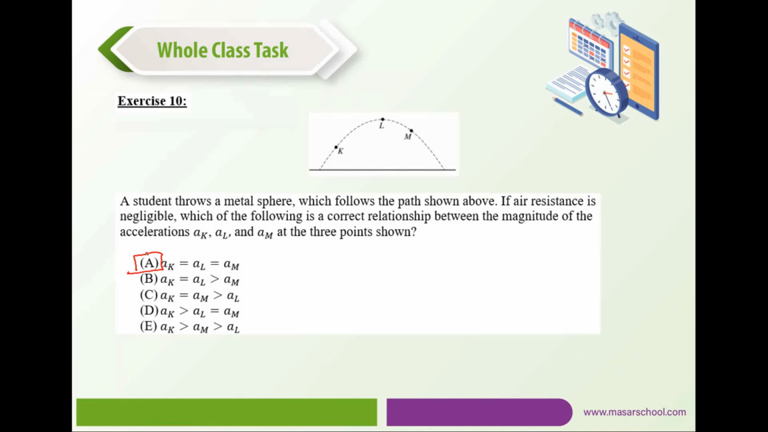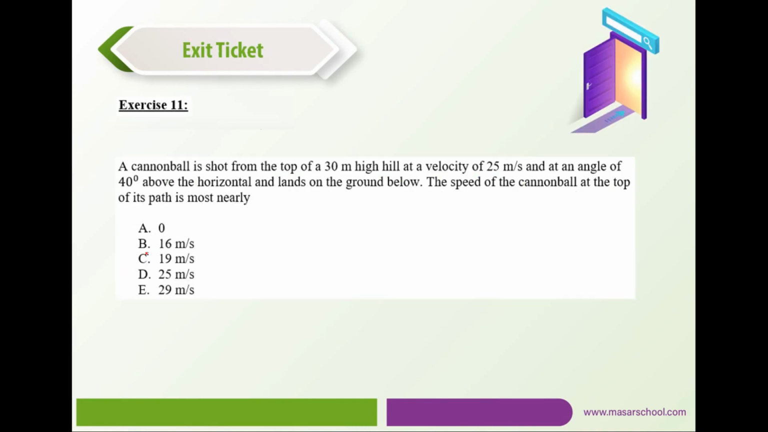And finally, exercise 11, as an exit ticket for today's video. A cannonball is shot from the top of a 30 meter high hill at a velocity of 25 meters per second at an angle of 40 degrees above the horizontal and lands on the ground below. The speed of the cannonball at the top of its path is most nearly. Here there is no need to do a sketch because this is straightforward.